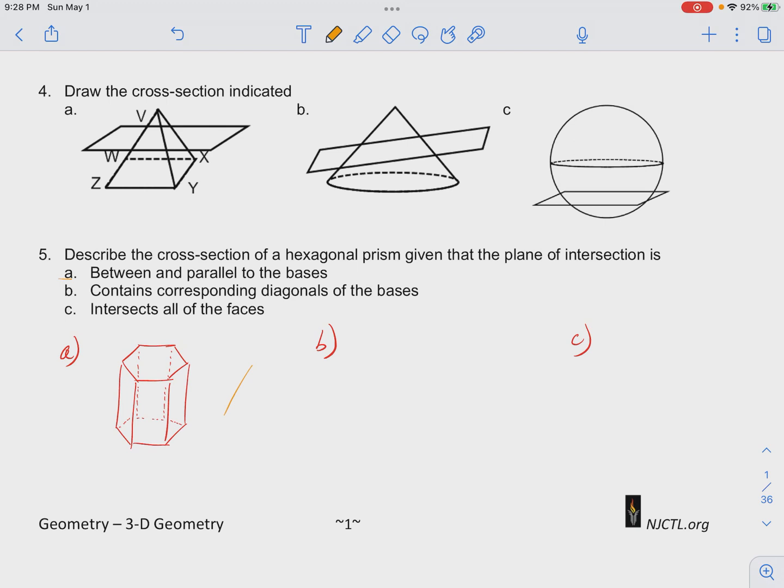So obviously the plane extends off to infinity, but we can model it as a sheet that goes through the prism, and that it is parallel to the bases. So it's like we took a knife and cut this in half. So we're going to get an image formed where we just slice this right down the middle. So that's going to form a hexagon as the cross section. So that is for part A, it will be a hexagon.